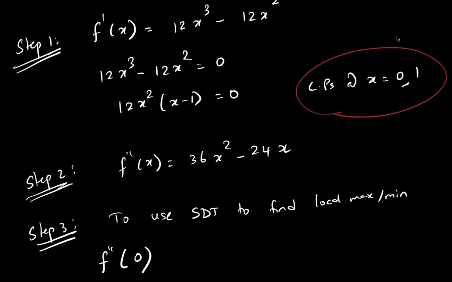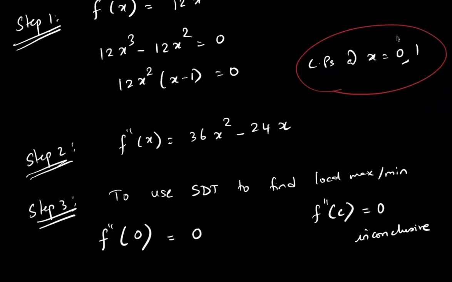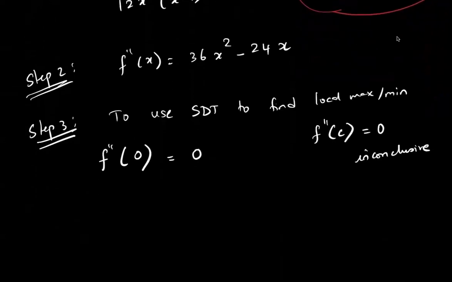So I'm going to first evaluate at 0. I get 0. Now, if your f double prime evaluated at the critical value is 0, it is inconclusive, meaning you cannot use the second derivative test to make a prediction. You have to go back to your first derivative test.